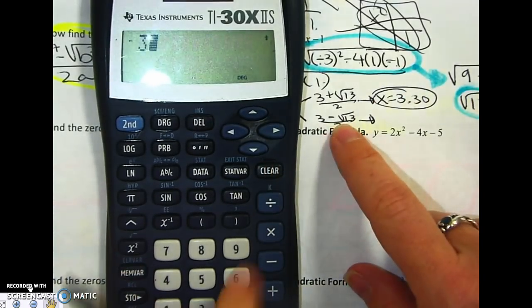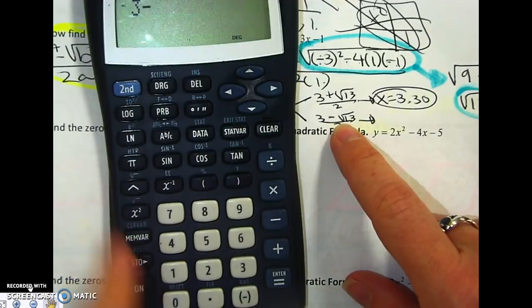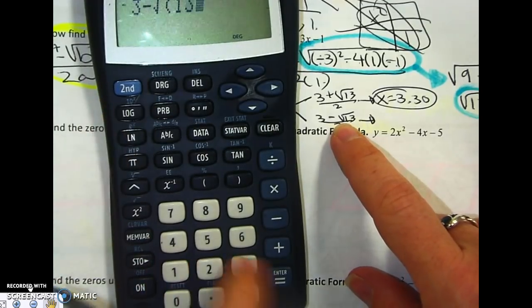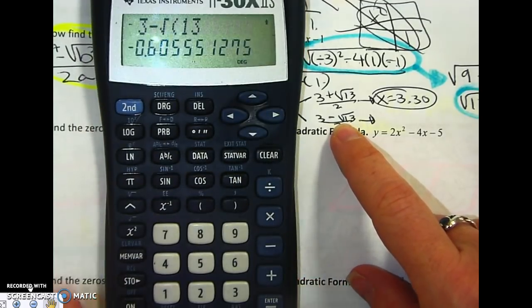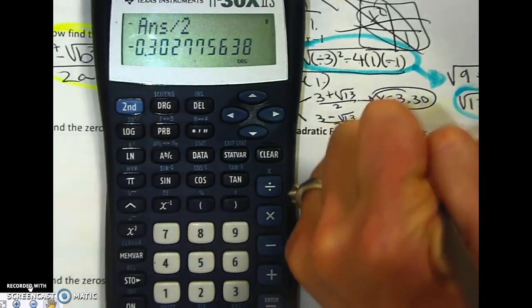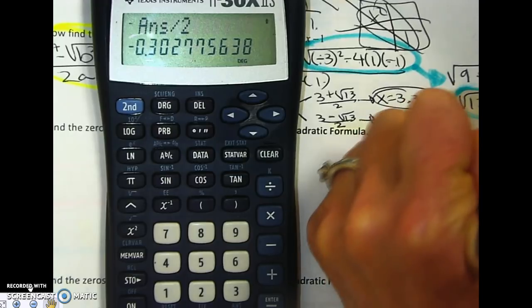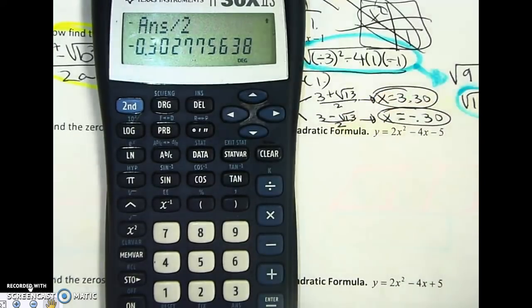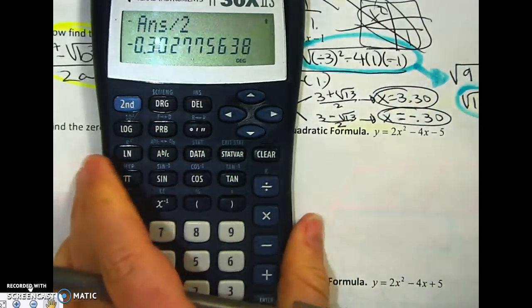Now I'm going to go 3 minus square root of 13. And then I'm going to divide that by 2. And I get negative 0.30. Okay? All right, let's try the next one.